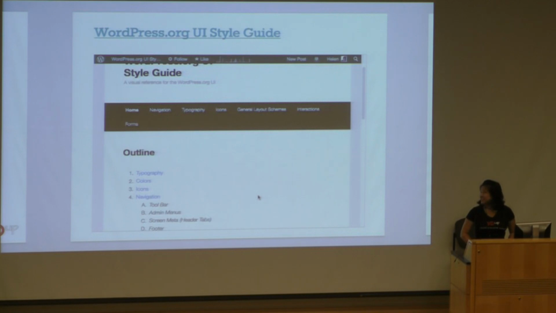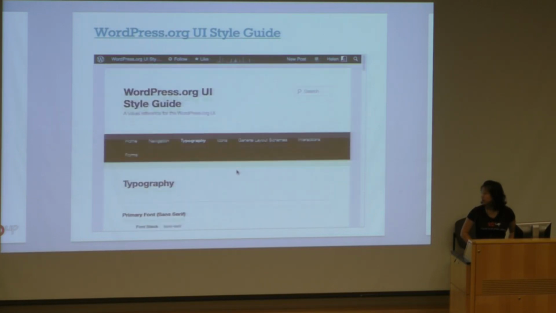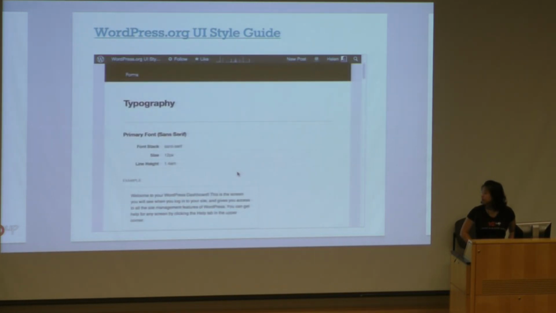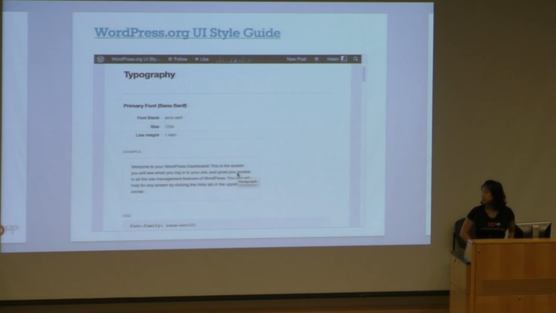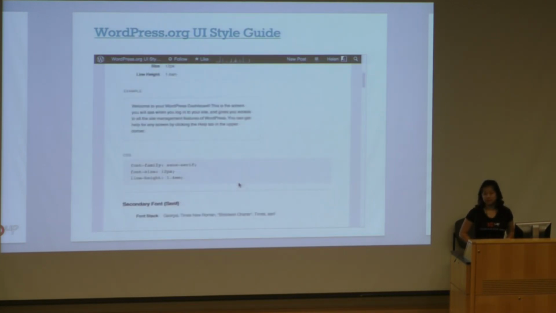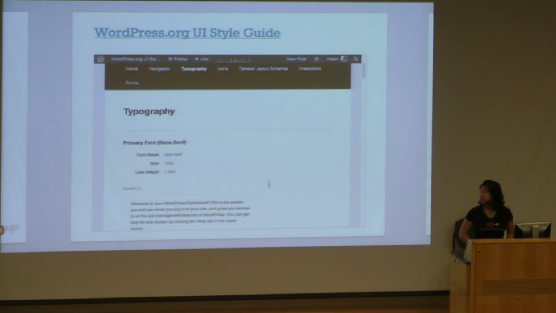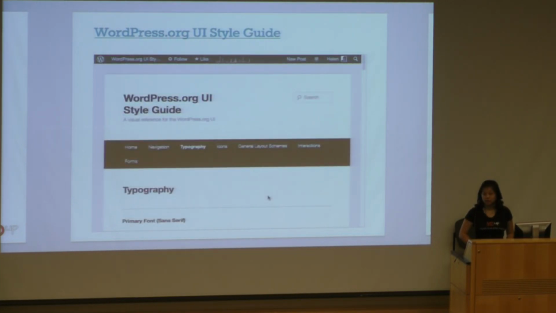There's a lot of information, but we try to keep pages on about, say, typography. So this will tell you what our primary font stack is, and what that looks like, and so on and so forth. So you can take a look and say, okay, I wonder how this works in core, or I wonder what this looks like, and you can just go take a look at the style guide, and it should tell you, although it's possible that something will be outdated at any given moment.